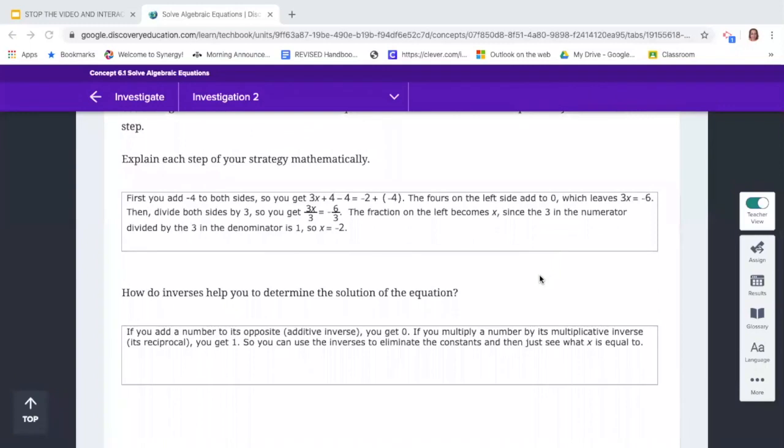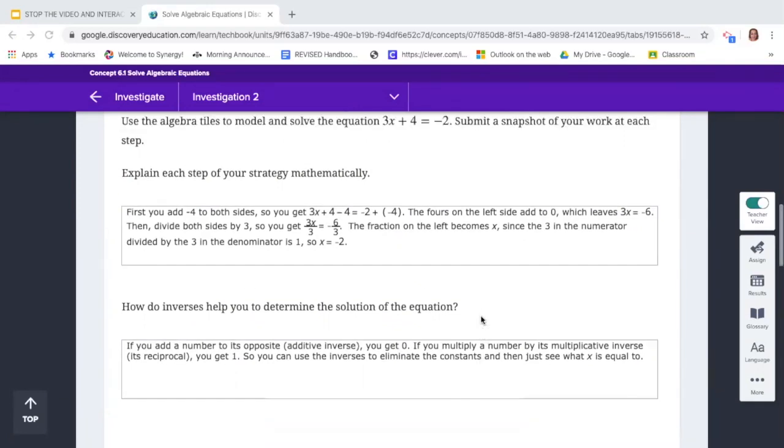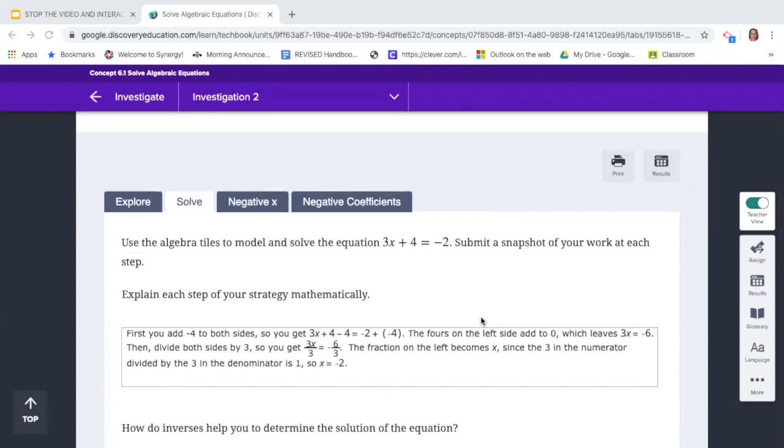How do inverses help you to determine the solution of the equation? If you add a number to its opposite, the additive inverse, you get 0. If you multiply a number by its multiplicative inverse, its reciprocal, you get 1. So you can use the inverses to eliminate the constants and then just see what x is equal to. Now that you have that, click on -x and take a moment to pause and answer the following questions there.